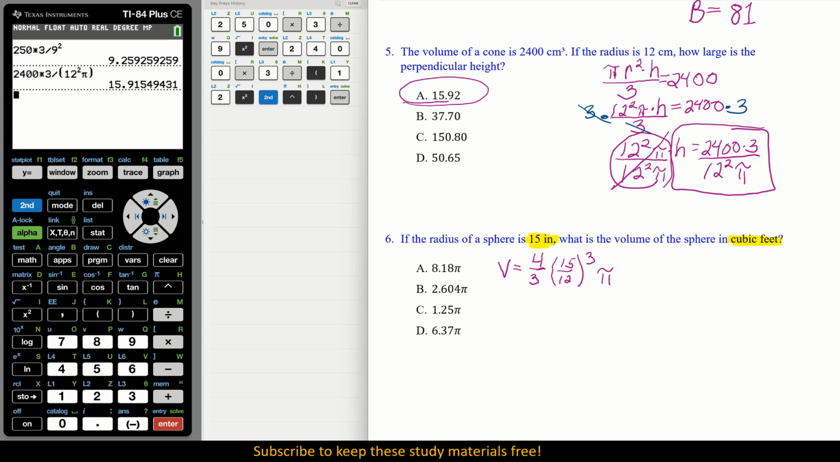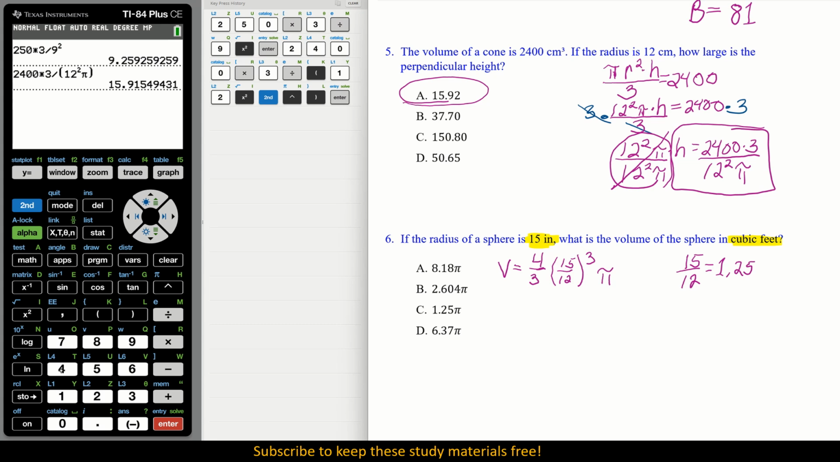Now, of course, you could go ahead and calculate the 15 divided by 12 to the third power. Honestly, I don't think there's a reason to do that, but I can tell you that 15 divided by 12 equals 1.25. I'm going to put it in the calculator, and since we are in terms of pi, I'm going to leave pi hanging out on the end.